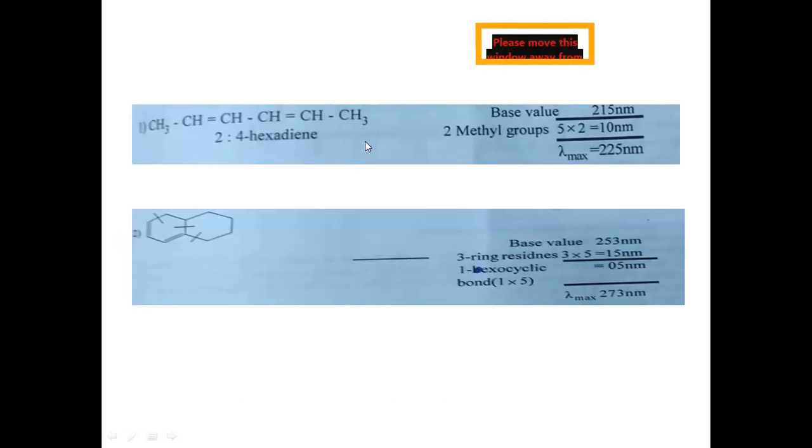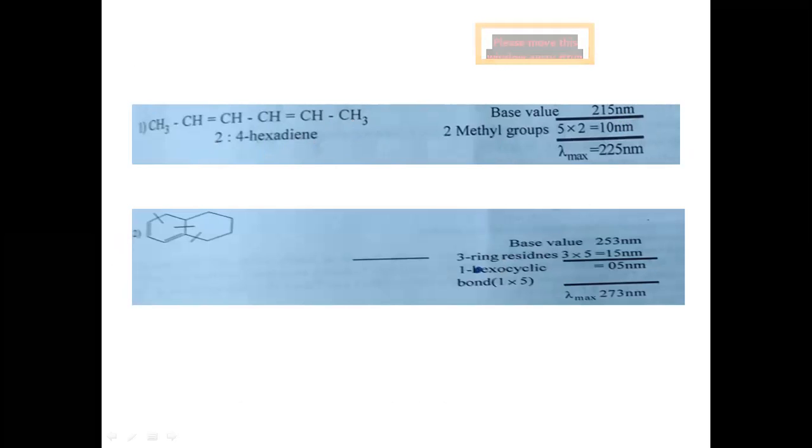Okay, come to this now. 2,4-hexadiene. Now, if you come to 2,4-hexadiene, what is the base value? 215 nm, 217 nm, whatever it may be. This is the base value.